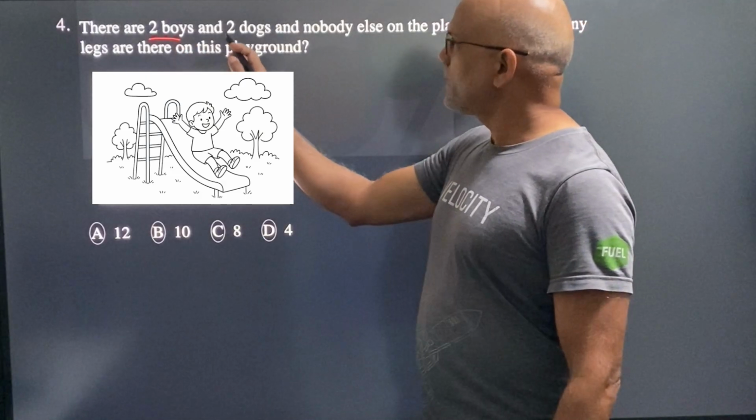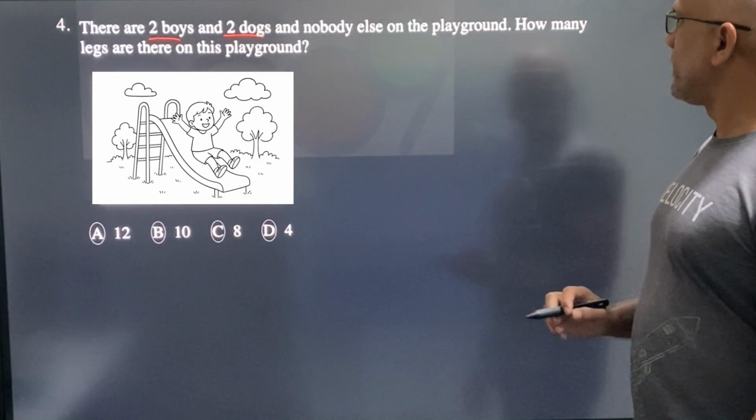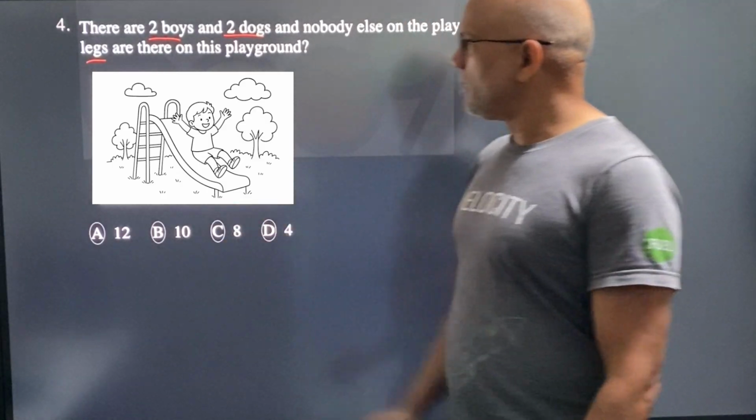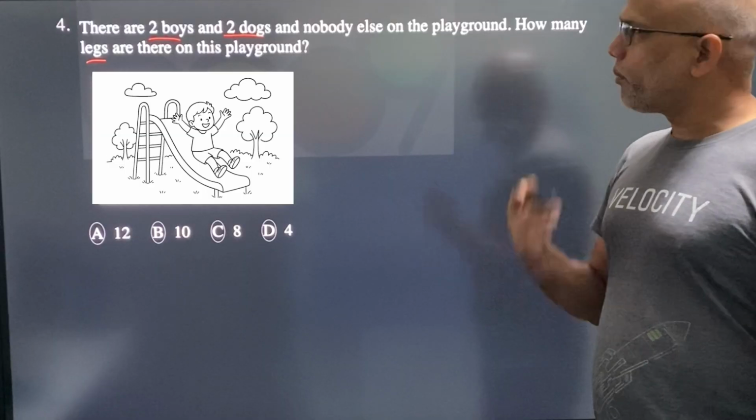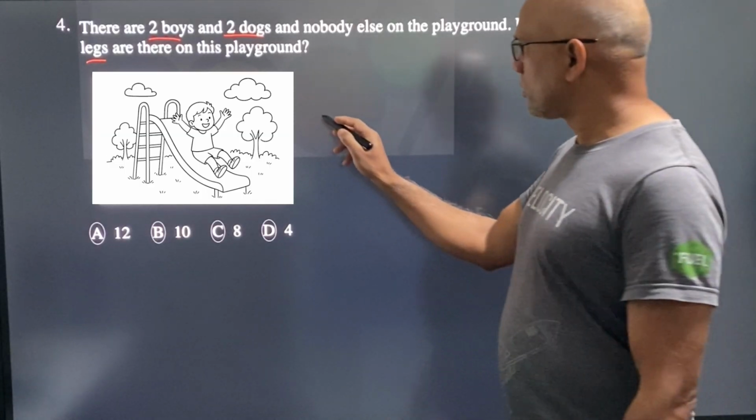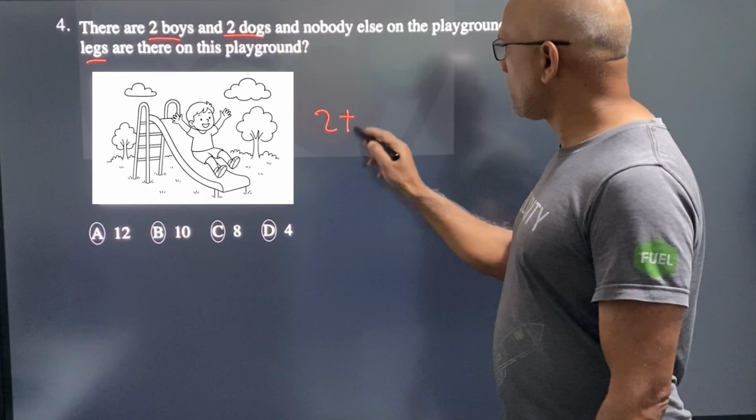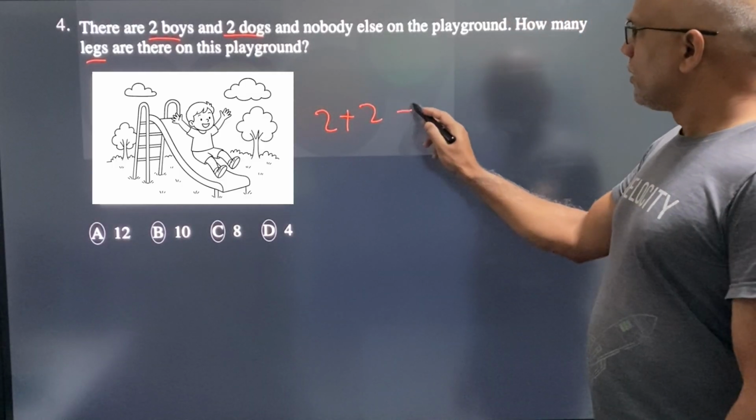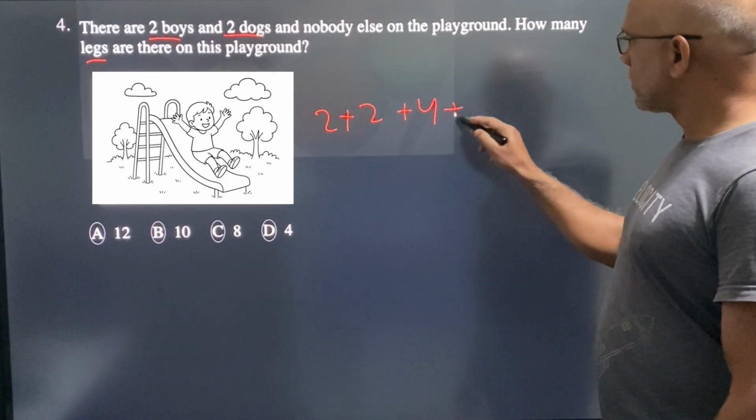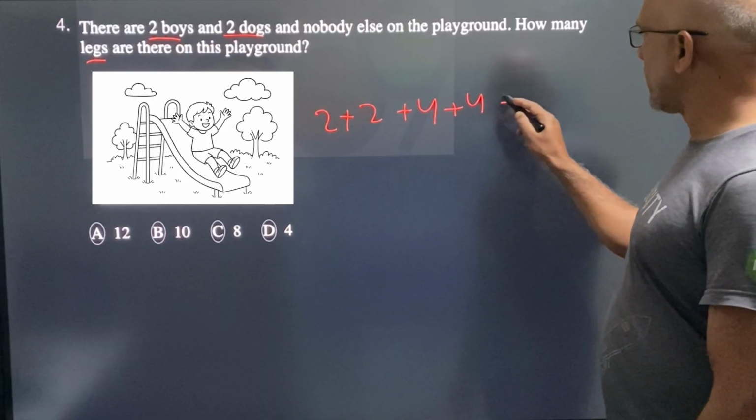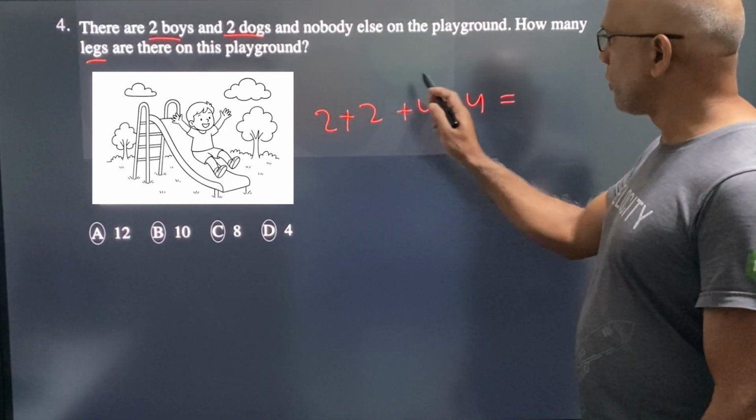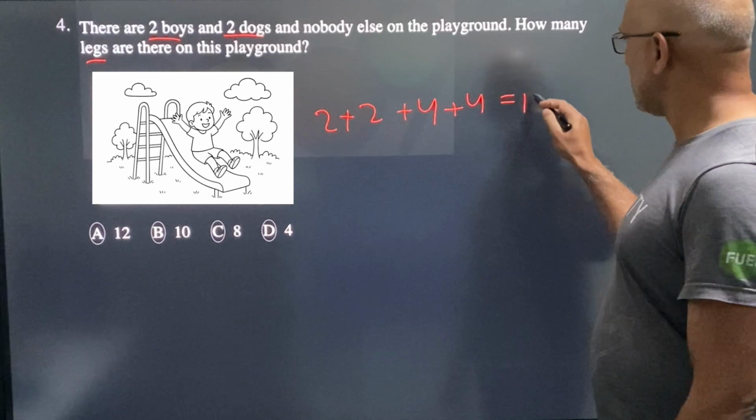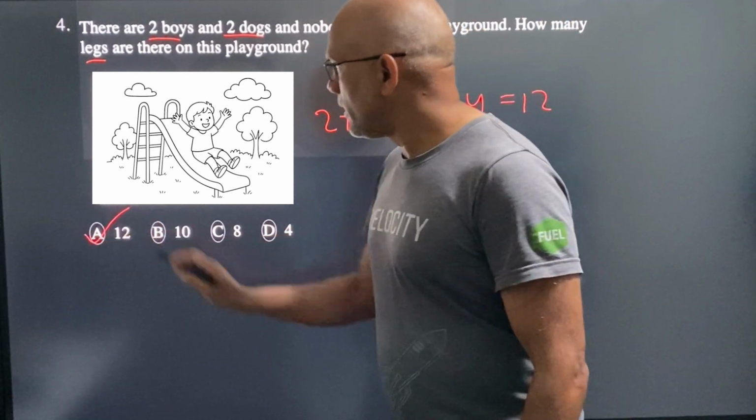There are 2 boys and 2 dogs and no one else on the playground. How many legs are there? The picture shows only one boy, but we know that there are 2 boys and 2 dogs. So one boy has 2 legs. The other boy also has 2 legs. One doggy has 4 legs. The other doggy also has 4 legs. So if we add it up, 2 plus 2 is 4, plus 4 is 8, plus 4 is 12. Then A is the correct choice.